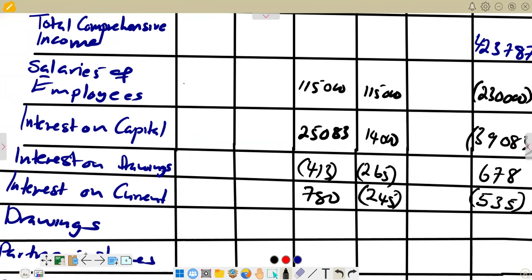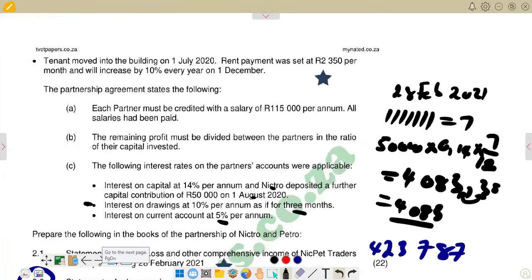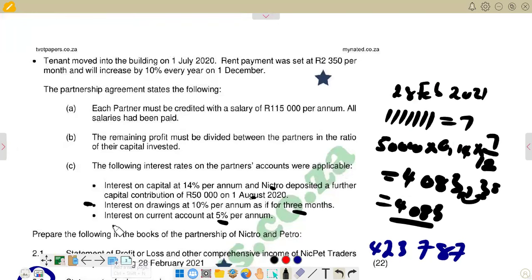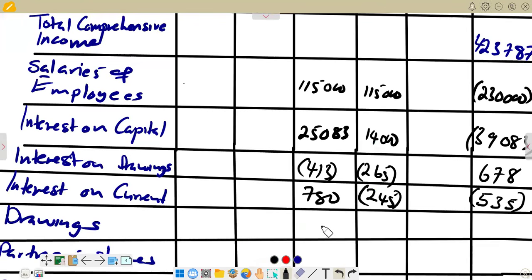So we can just check the next description. We've got drawings. For drawings, we're just going to pick the totals that we are having for drawings that you are given in the list of balances. So if you have here drawings, you got 16,500 for Nictro, and then for petrol 10,600. So you can just come here. You're saying the first one for drawing 16,500, and the second one we got 10,600.